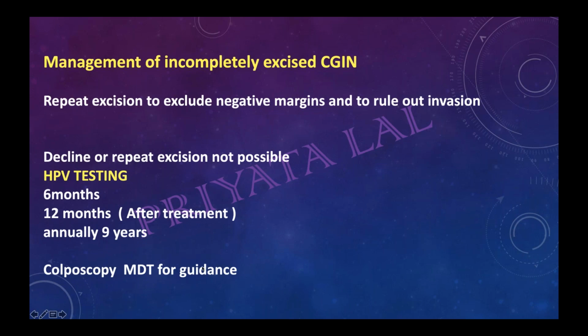Is the thing clear? You can get this as a question in Part 2, or in your role player also. They will give a scenario: the patient has come with an incompletely excised CGIN, and you say you would require excision, and the role player says, no doctor, I will not go for surgery. Then you have to explain this part of the answer to her, and you will get marks in the applied knowledge part. Is the thing clear?